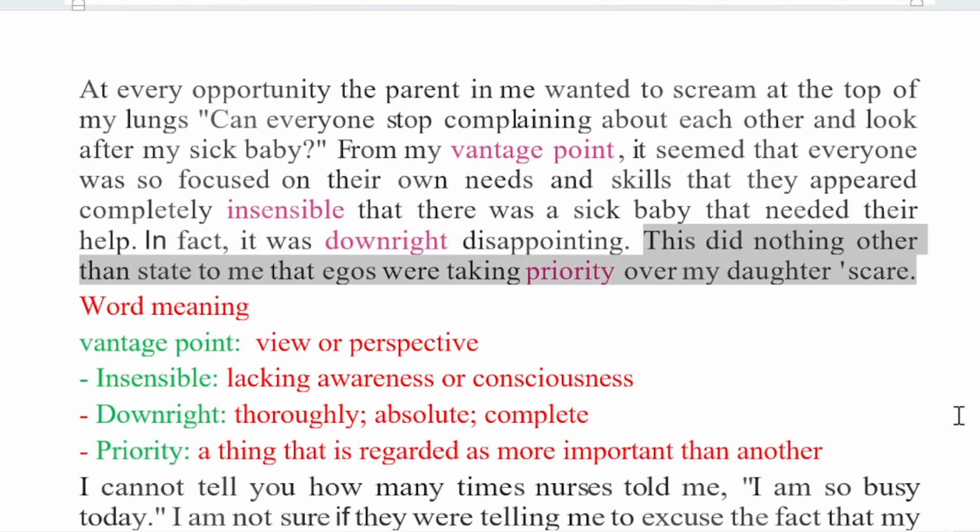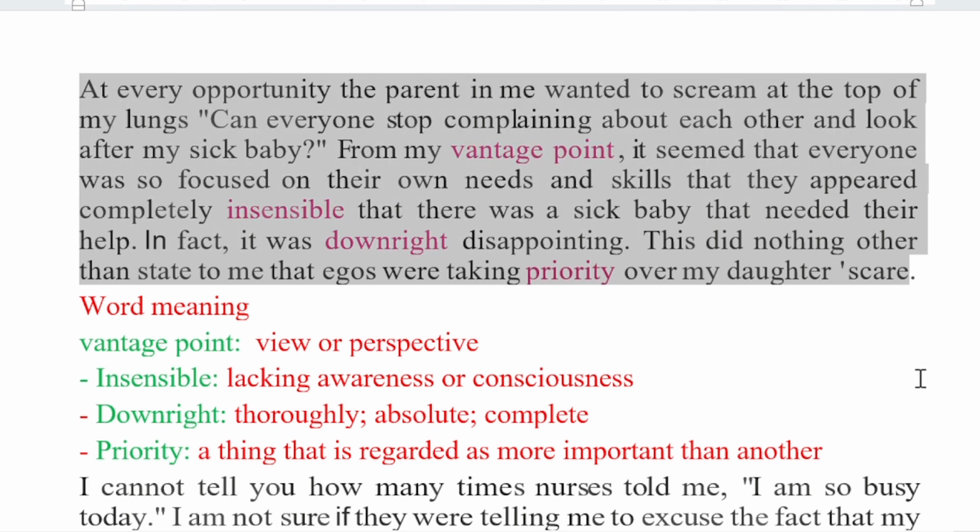This did nothing other than state to me that egos were taking priority over my daughter's care. So here the parent felt that all the arguing and focusing on themselves showed that people were more concerned about their own egos rather than taking care of the parent's sick daughter.